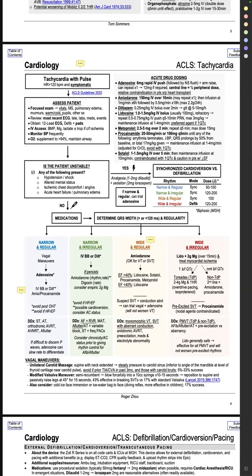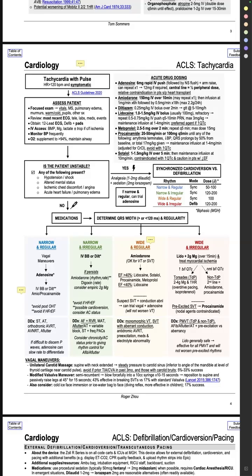Then we're going to talk about narrow and irregular rhythms. For narrow and irregular rhythms, the differential diagnosis is most commonly atrial fibrillation with rapid ventricular rate. You also have multifocal atrial tachycardia, atrial flutter, and other rhythms. And for this one, if they're symptomatic, you want to give synchronized cardioversion. You do 120 to 200 joules.